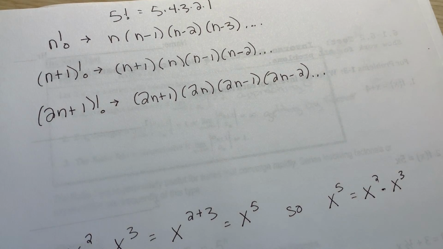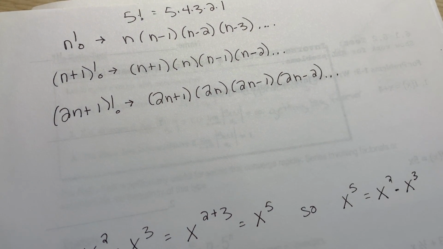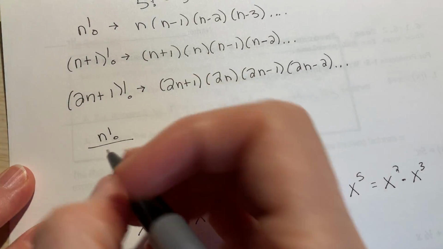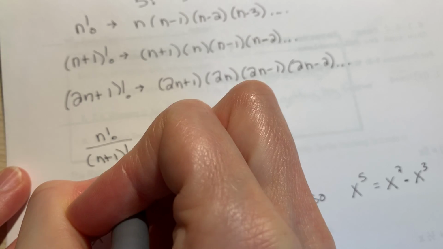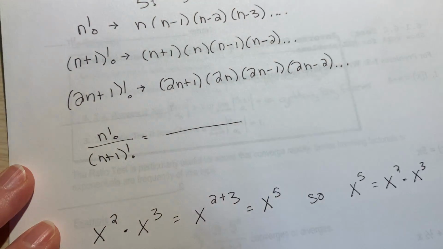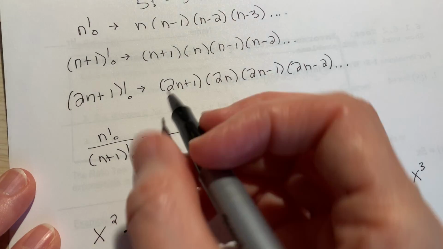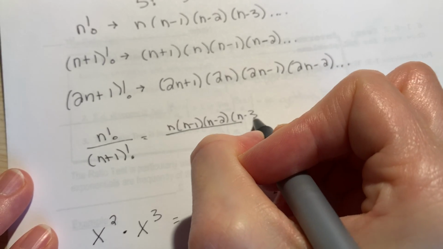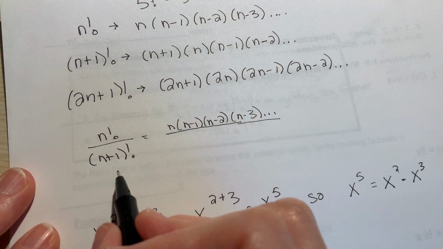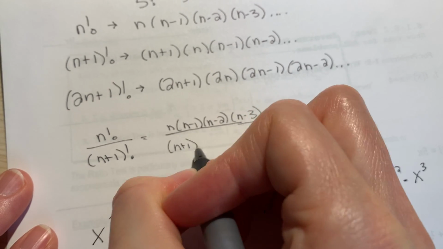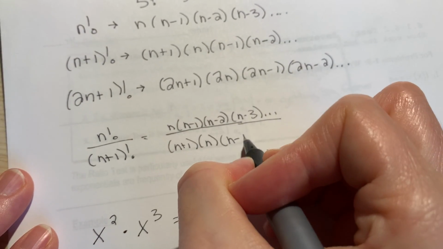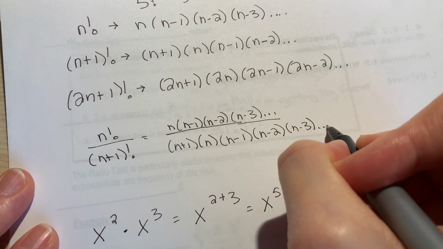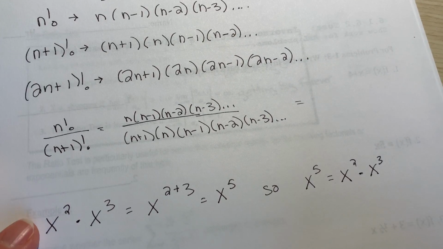So now picture something like, let's see, what shows up a lot in these problems? Picture n factorial divided by n plus 1 factorial. So now just write this out like it's written up here. So this is n times n minus 1 times n minus 2 times n minus 3, and so on. N plus 1 factorial is n plus 1 times n times n minus 1 times n minus 2 times n minus 3, and so on. And then think about simplifying this.